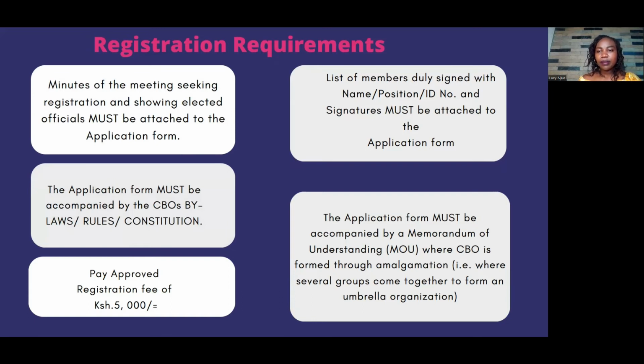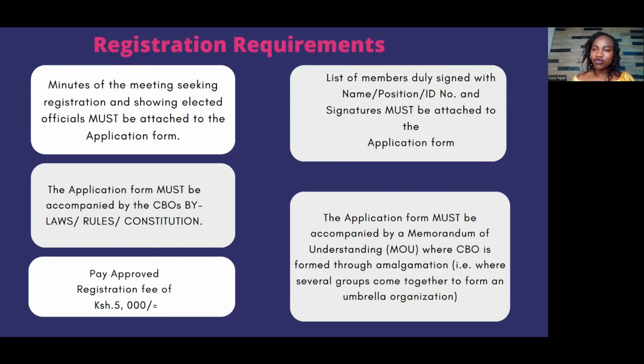When you're submitting your application, you need to make sure that you have minutes of the meeting seeking registration and showing elected officials attached to the application form. So you need to have your minutes, because we are assuming this is a community group. When you come together, when you have your meetings, you need to have the minutes written. And specifically, the minutes for application must demonstrate that there was a meeting where community members sat down and agreed to register a CBO. That's basically what it means.